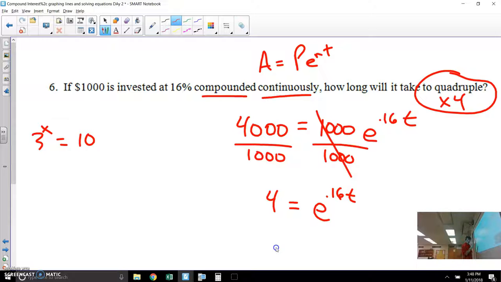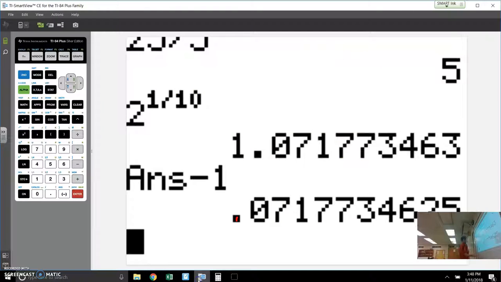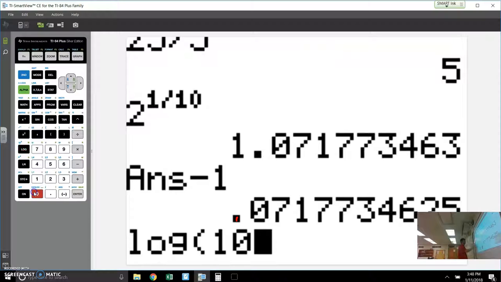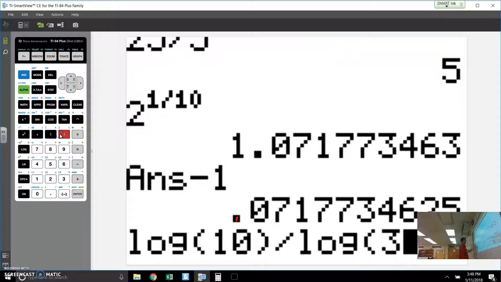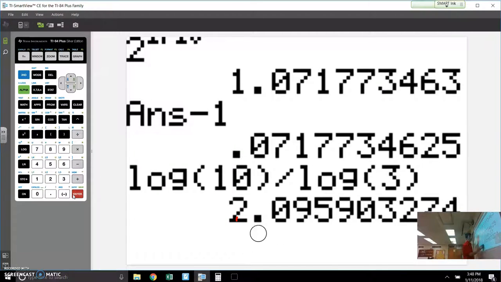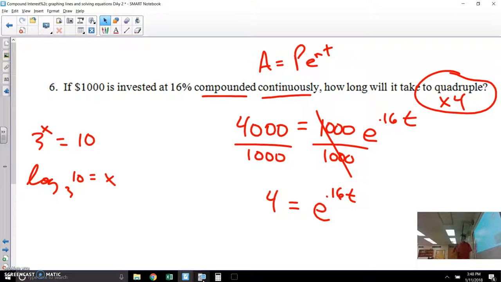Okay, I would use logs to do that. Log base 3 of 10 would tell me x. And then you could just go to the calculator and figure out log of 10 over log of 3. And that would tell you 2.09 is the power.